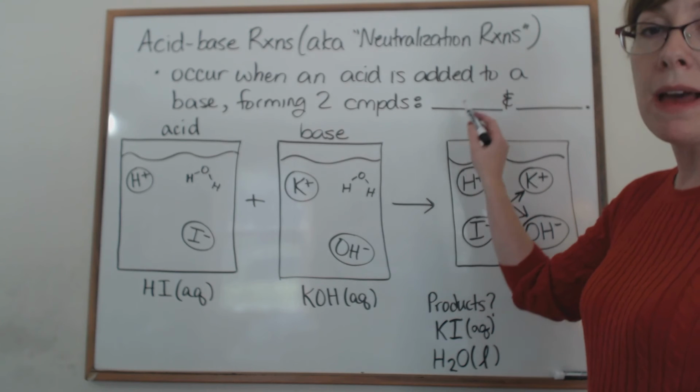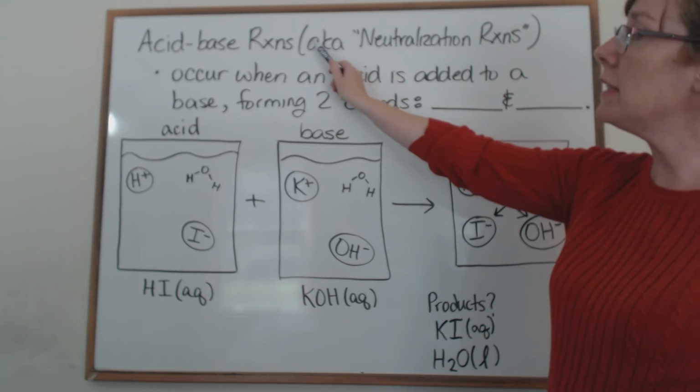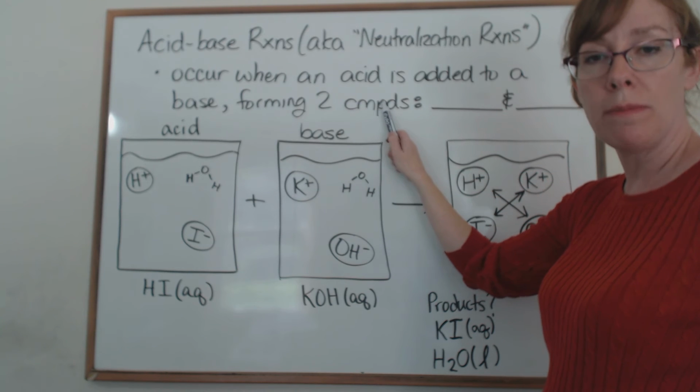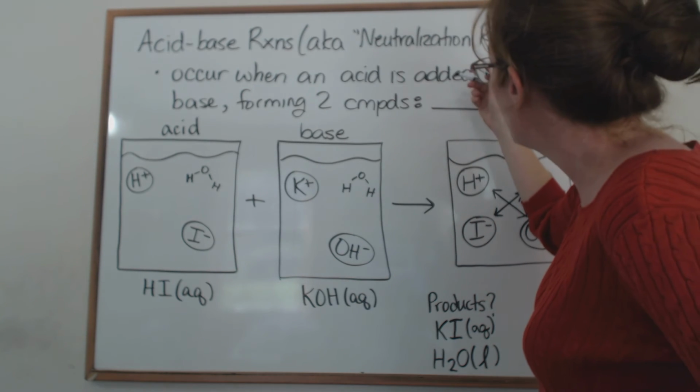So there you go. There are the two products from this acid-base reaction. And now let's come back up here and finish our sentence. Acid-base reactions occur when an acid is added to a base, forming two compounds. The first one is going to be water.